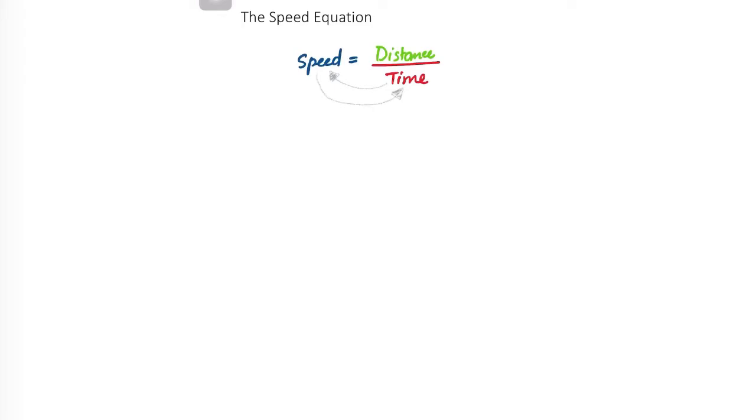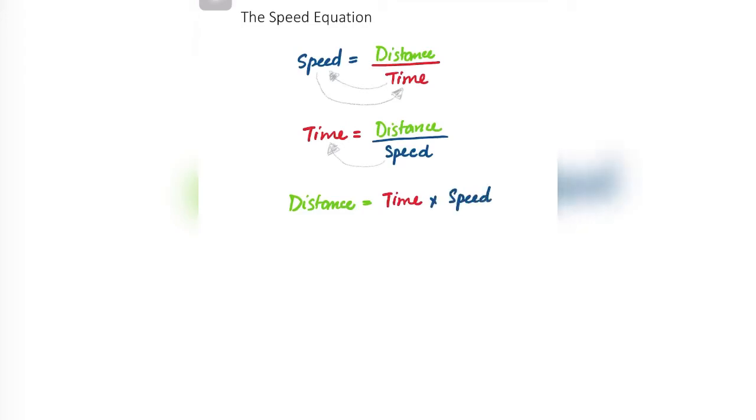Then our equation will be time is equal to distance upon speed. Similarly, if we have to find out the distance and time and speed are given, we are simply going to shift speed to this side of the equation. Then the equation will be distance is equal to time multiplied by speed. So these are the three ways in which we can write the speed equation.